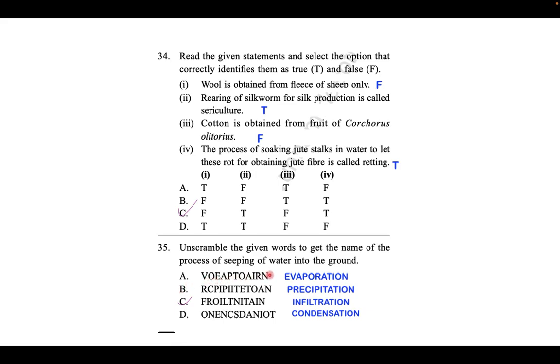Here, this can be unscrambled as evaporation and this is precipitation. This is known as infiltration and this is unscrambled as condensation. The process of seeping of water into the ground is infiltration, so C is the answer.